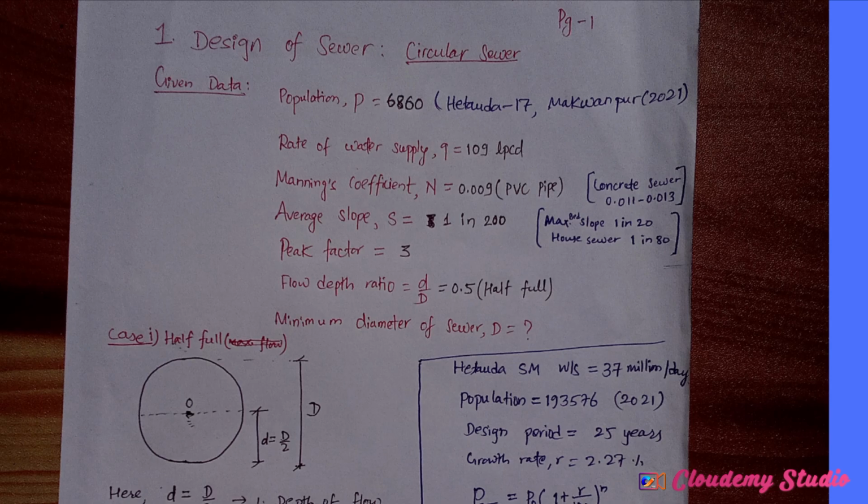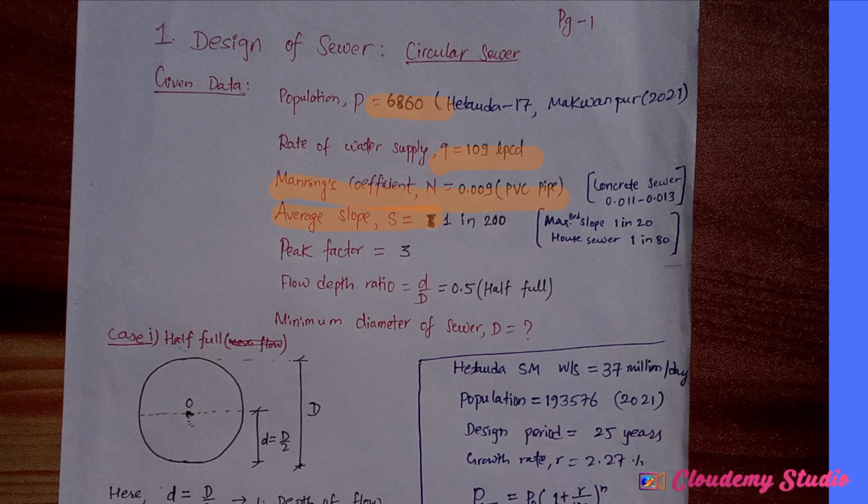The present population is 6,860, and the rate of water supply for the given locality is Q equals 109 LPCD. As the sewer line contains mostly the water from the water supply, sewer supply means mostly the water supply, 109 liters per capita per day, and Manning's coefficient n equals 0.009 for PVC pipe.